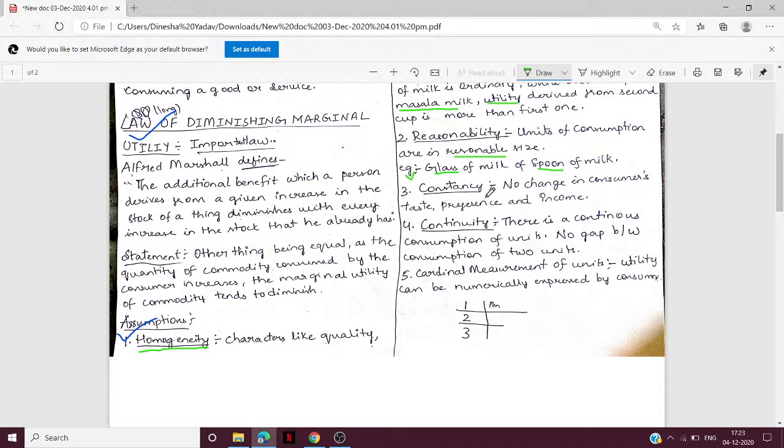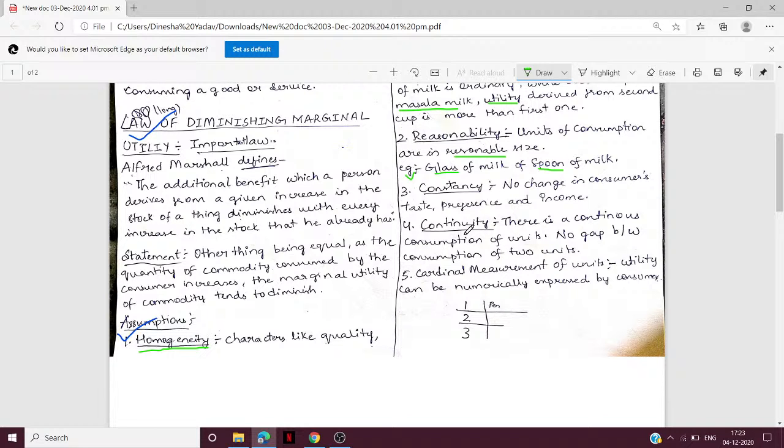Third is consistency. No change in consumer taste, preference and income, where we assume that the consumer will not change his taste, preference and income. So it is known as consistency. Hope you are following.